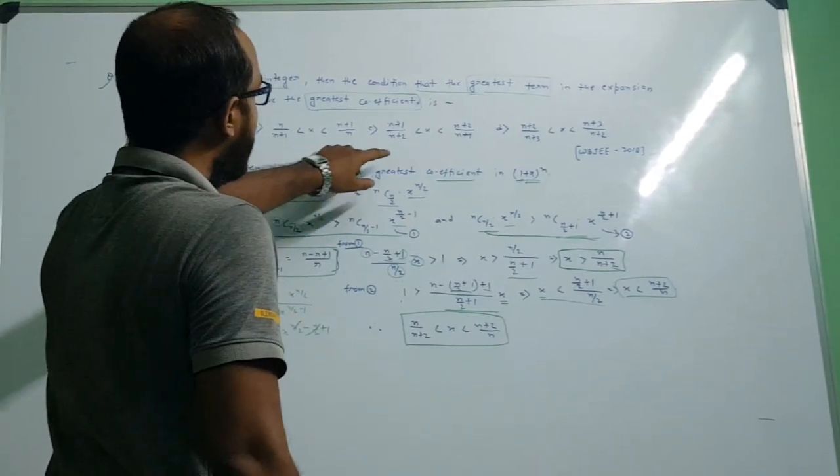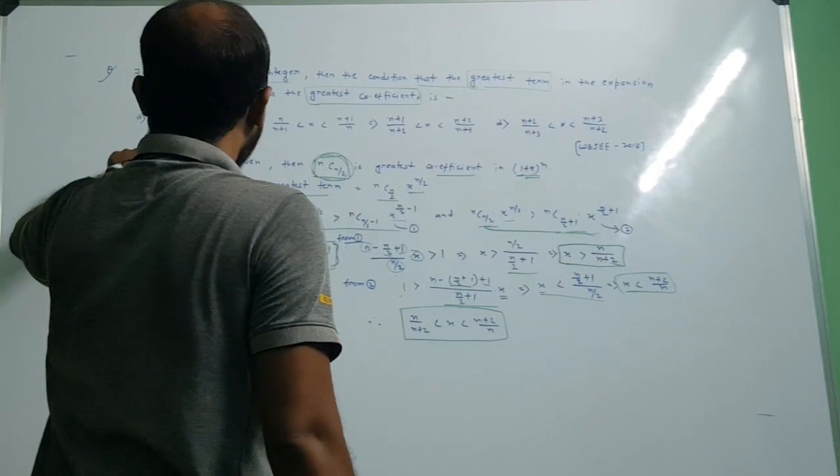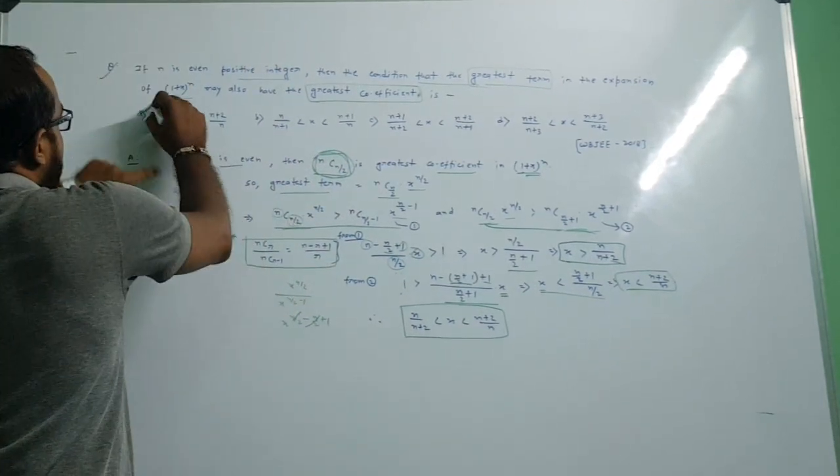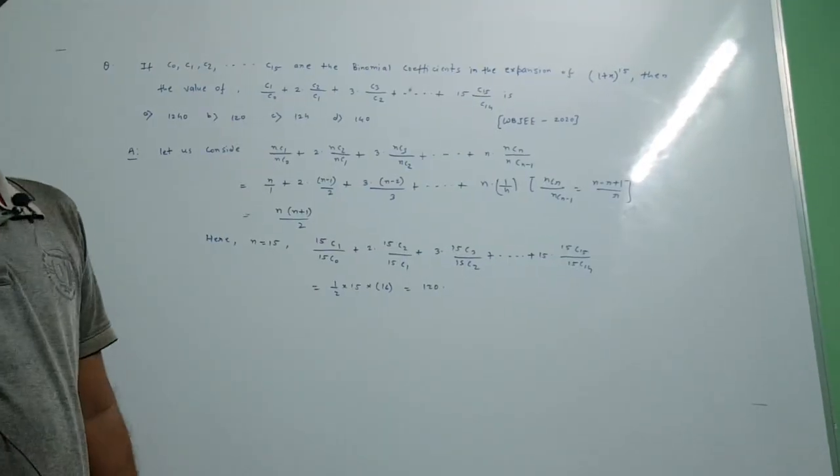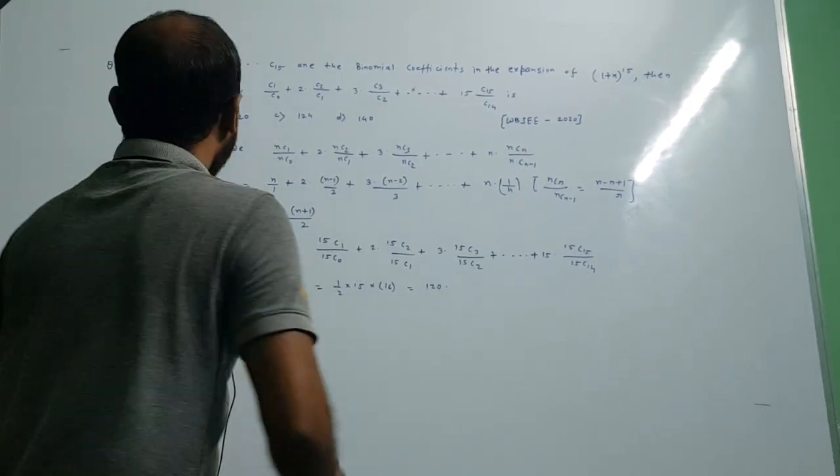n by n plus 2, what is the option? n by n plus 2 and n plus 2 by n. So option A is correct. So let us see another problem.